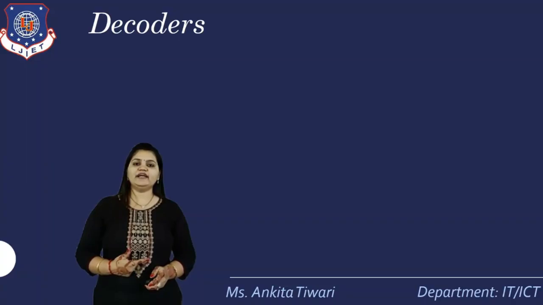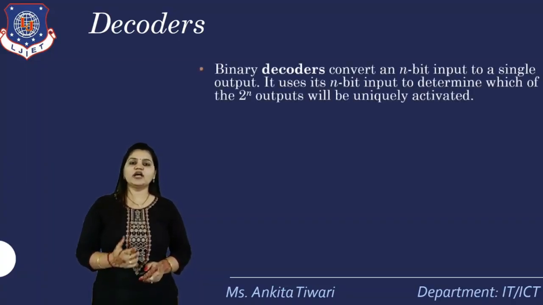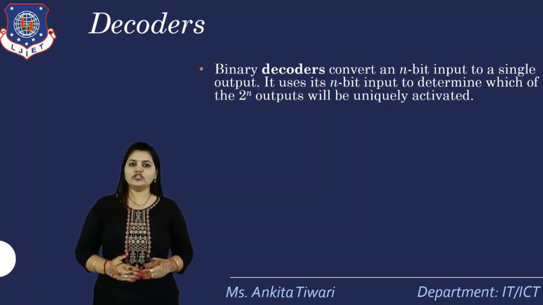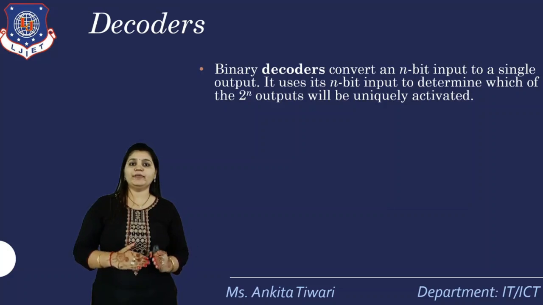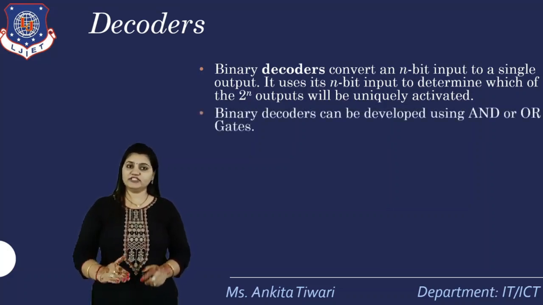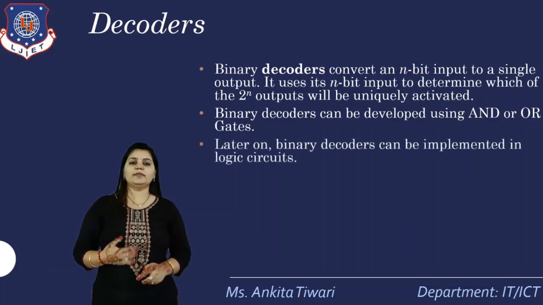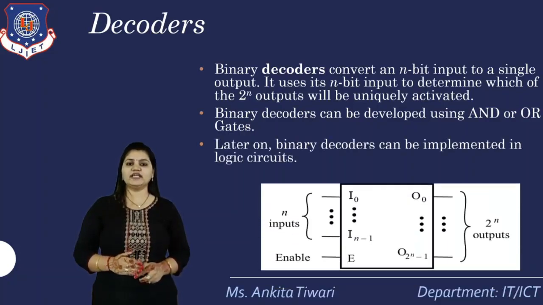So here binary decoders convert an n bit input to a single output, and they use the n bit input to determine which of the 2 raised to n outputs will be uniquely activated. Means depending on the value, only that output will be activated. Here the binary decoders can be developed using AND, OR gates. Later on, the binary decoders can be implemented in a logic circuit.